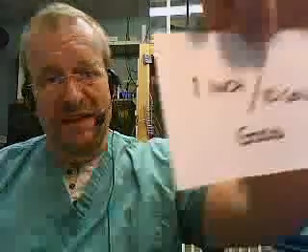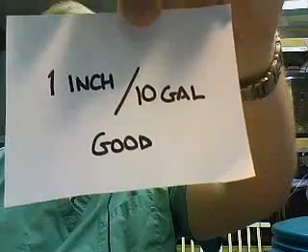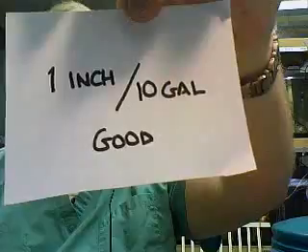I have a lot simpler method. Basically, what I recommend that you do is something on the order of 1 inch of fish per 10 gallons of water. Yeah, I'll show you that graphically. I have high-tech graphics in my videos. 1 inch of fish in 10 gallons of water.